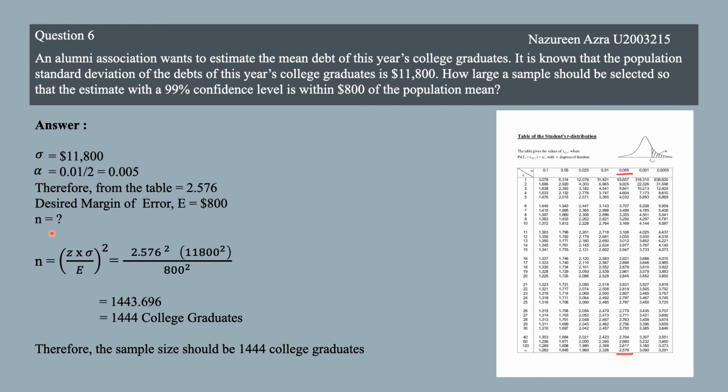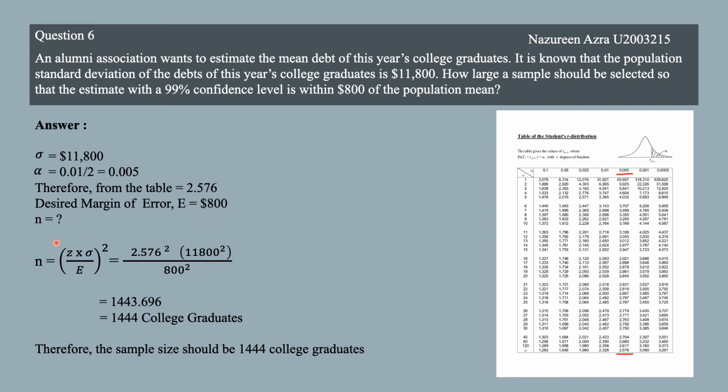From question 6, the question is basically asking us to find the sample size, which is the n value. So first we already find the standard deviation, which is 11,800 from the question right here. And then we need to find the confidence level, which is 1% equals to 0.01, and we have to divide it by 2 equals to 0.005, just like question 4 before. Therefore, from the table, we can get the Z distribution value, which is 2.576, that we can find down here. And so the desired margin of error, E equals to 800.